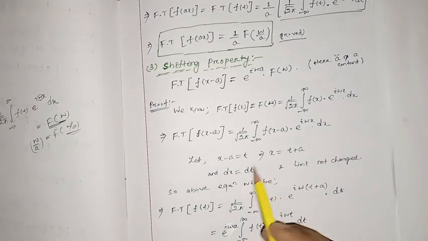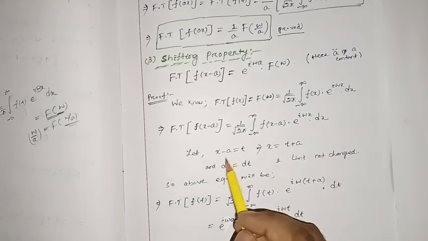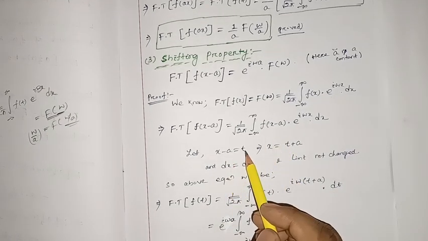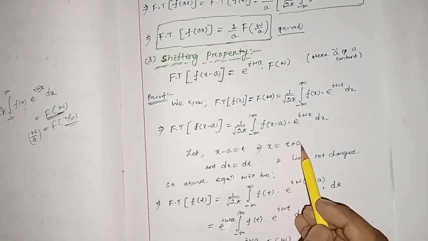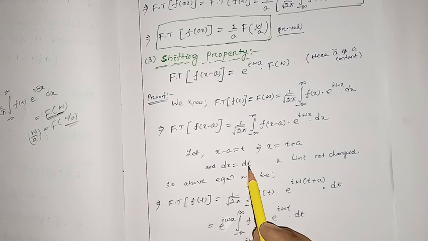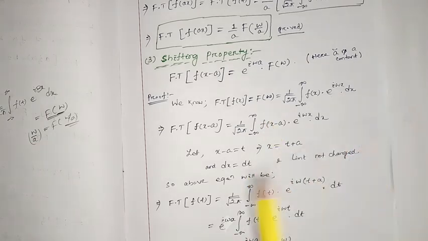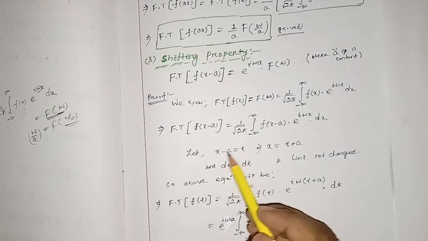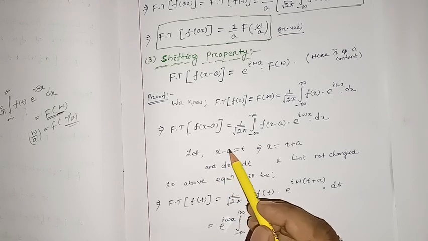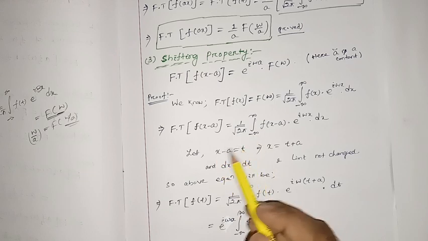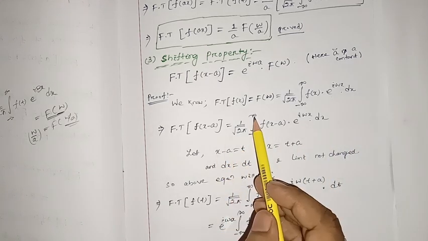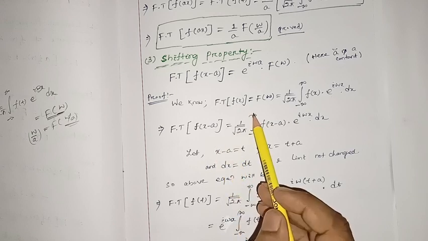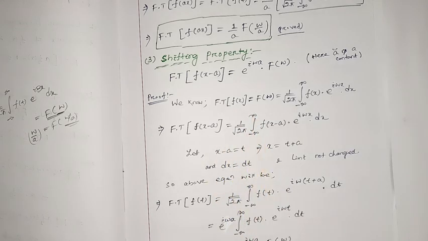Here we substitute x minus a equal to t, then x will be equal to t plus a, dx will be equal to dt, and the limits are not going to change. How? If I substitute x equal to minus infinity, t will also be minus infinity, because a is a small constant compared with infinity. If x equals infinity, t also will be infinity, so the limits are not going to change.